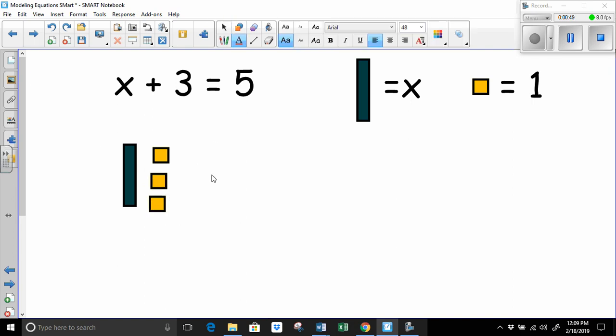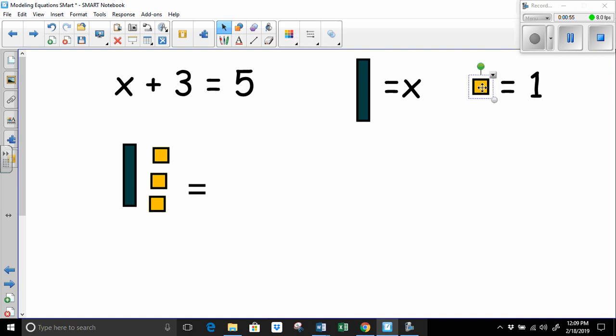And that's all going to equal 5. So I need 5 single units again. So that's 1, 2, 3, 4, and 1 more makes 5. Okay, so we have our equation here. We have 1x plus 3 units equals 5 single units.